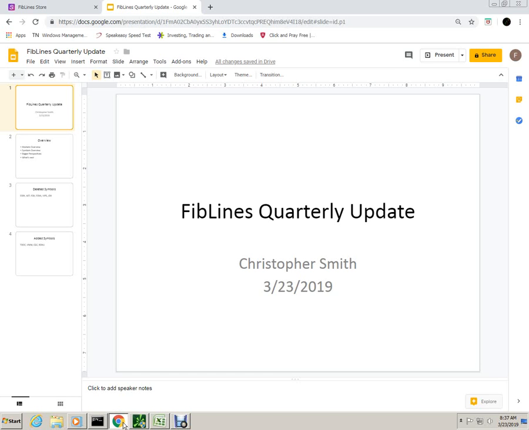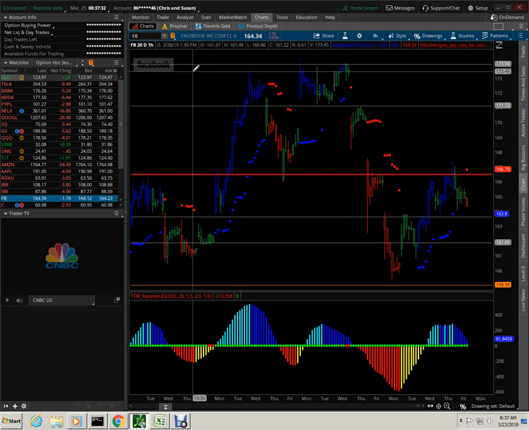So that's the quick introduction to the FibLines indicator. If you want to find the full story on it, go up to YouTube and search for Intro to FibLines. You'll find the video I did back in 2016 that describes the indicator in some detail, how it works, why it works, and whatnot. So let's see where we are on the markets generally.